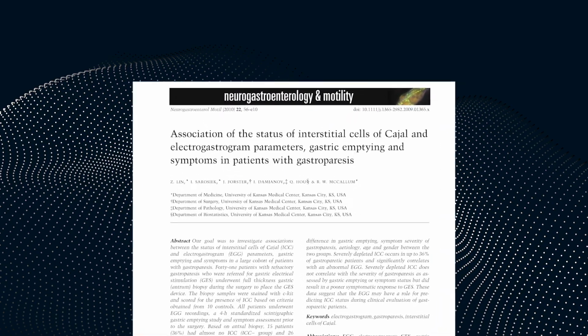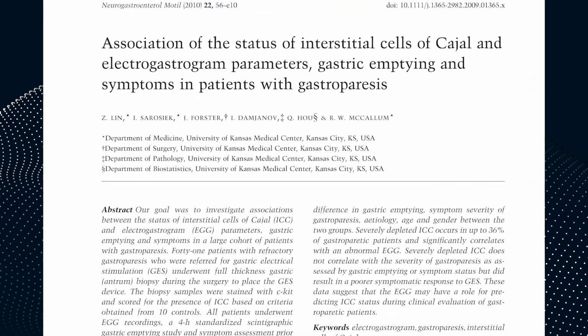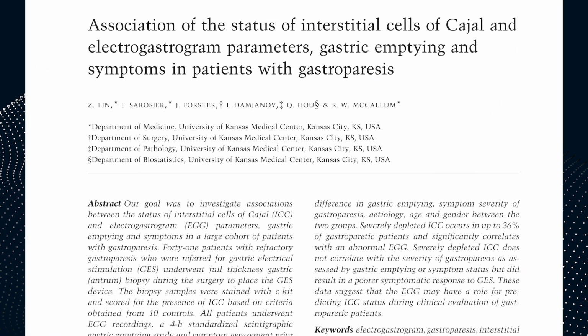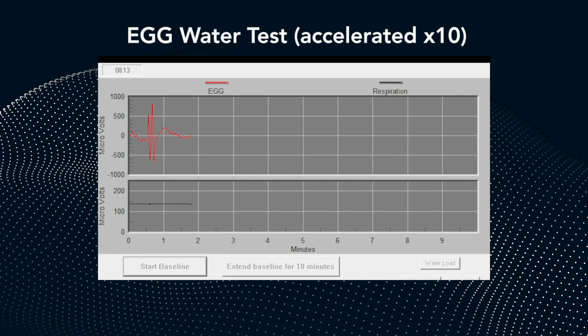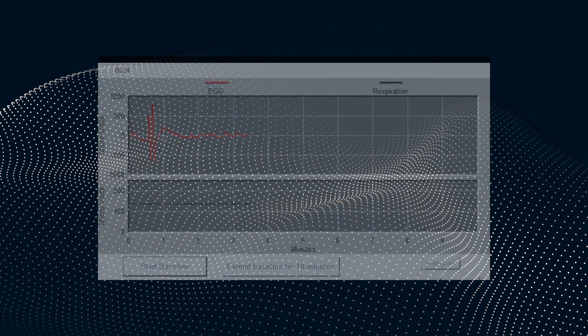The real breakthrough came in 2010 and 2015, when Lin, Saraziek, McCallum, Abel and others separately discovered that the normal 3 cycle per minute activity seen by EGG was a direct reflection of the normal number of ICCs and function of the physiologic unit. This enabled researchers to view disease or disordered homeostasis in a new light.